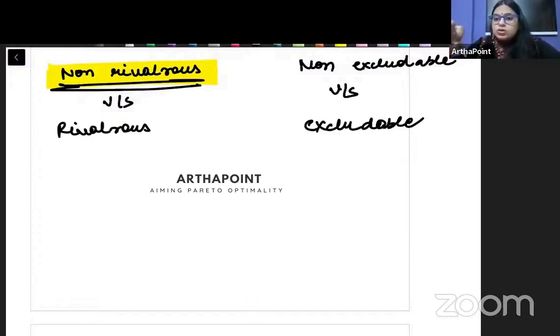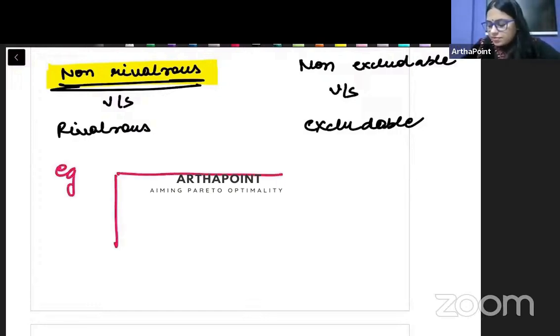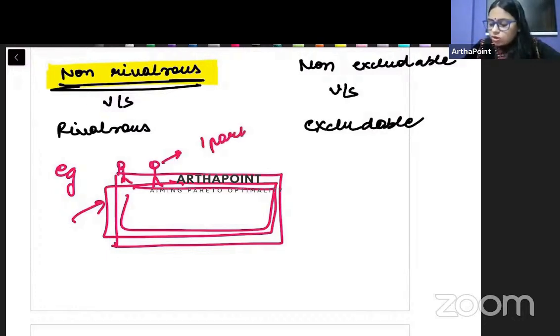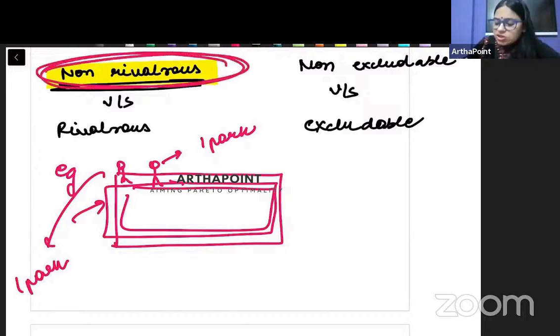So any good which is basically not reducing the consumption for other people. जैसे example, a park. Right? Now you are walking in this park. मैं भी आती हूँ, मैं भी walk करना शुरू कर देती हूँ. So if you have this one park to yourself, I will also have one park only. Will it reduce the amount of park I have? नहीं ना, आपके लिए भी एक park है, मेरे लिए भी एक park है. So that is non-rivalrous in nature.